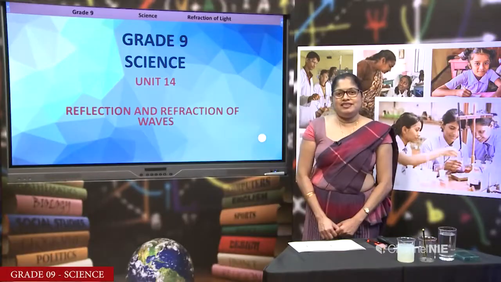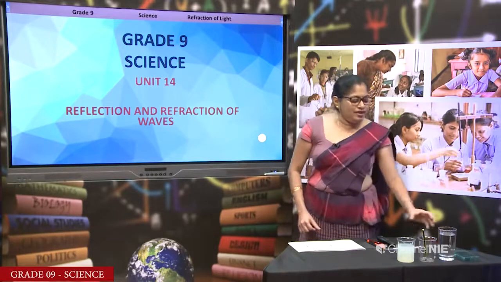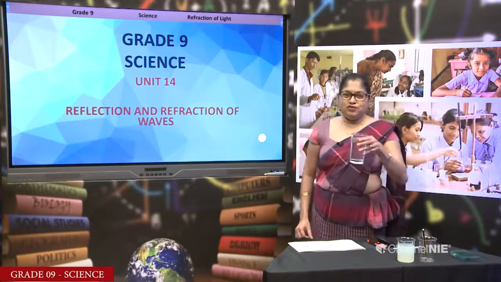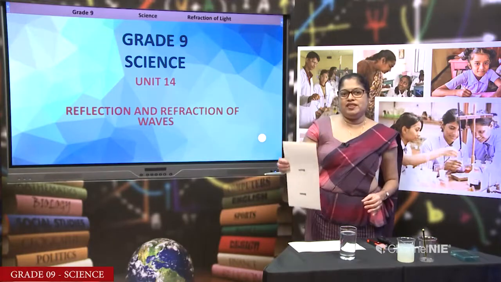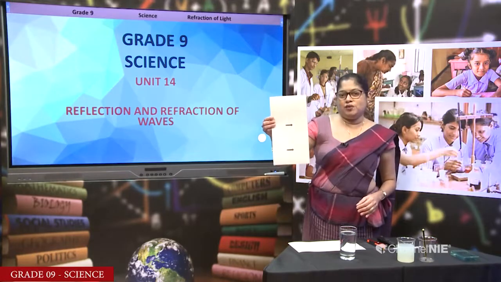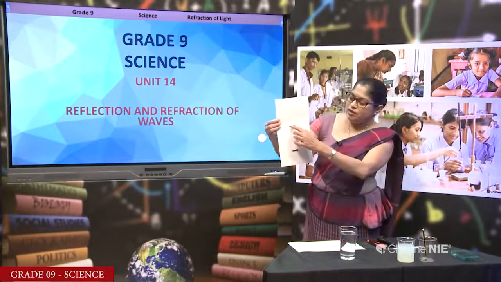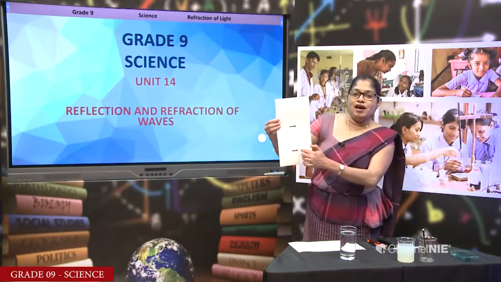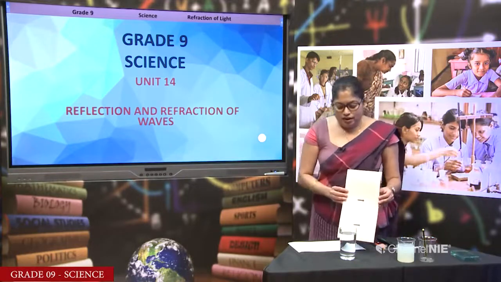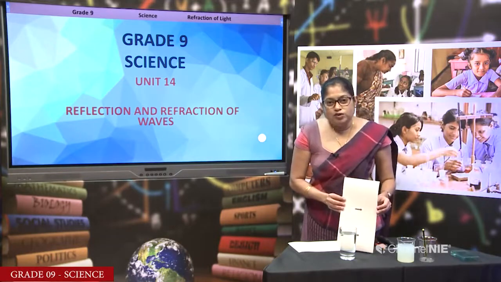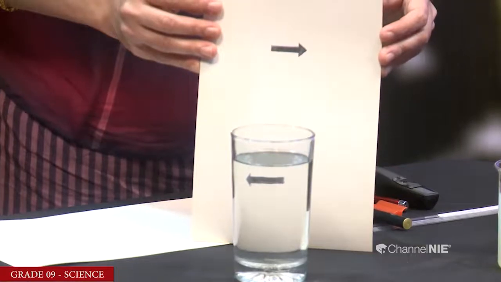Before I start the lesson, let me introduce you a small magic. You all can join with me to do the magic. Go and get a transparent glass of water like this and be ready with a paper with two arrows. You can see here both the arrowheads are in the same direction. So, I will keep the arrow sheet behind the glass of water.